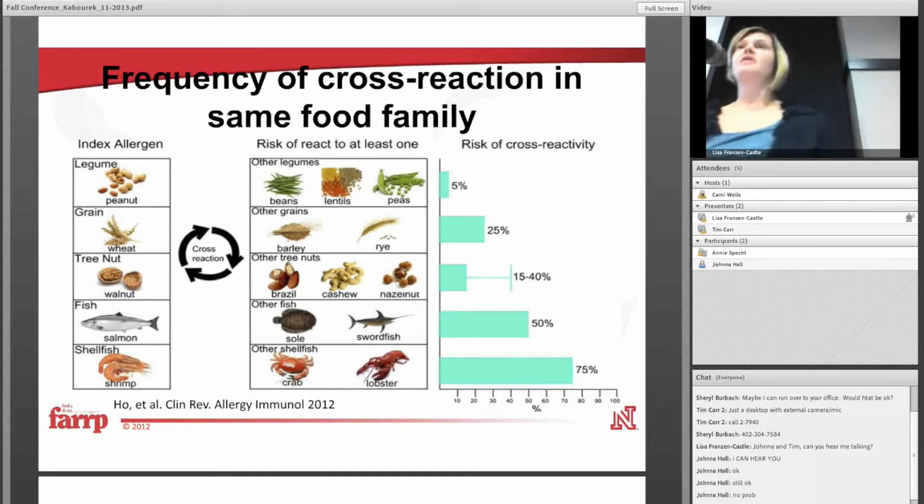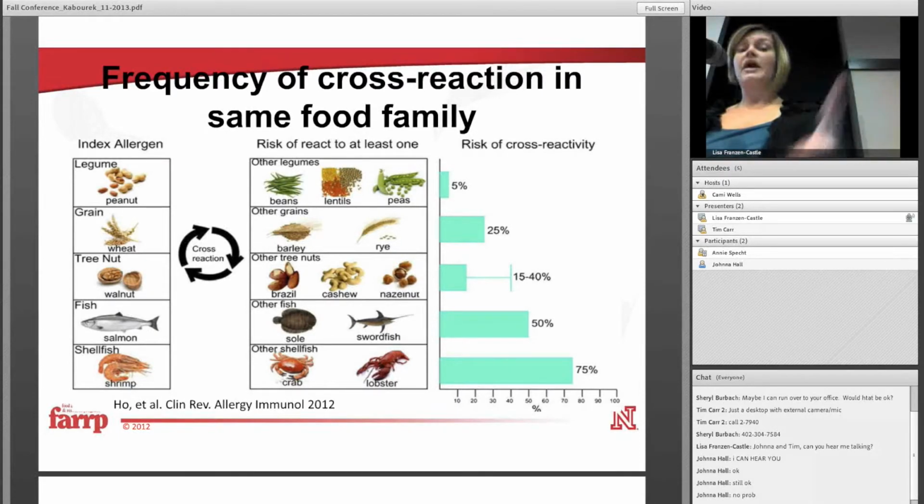For one, I didn't put this on this slide, but if someone has a cow's milk allergy, goat's milk is 97% likely to be cross-reactive. So we never recommend cow's milk allergic kids to go on goat's milk. We just don't. That's why they do soy or rice instead.